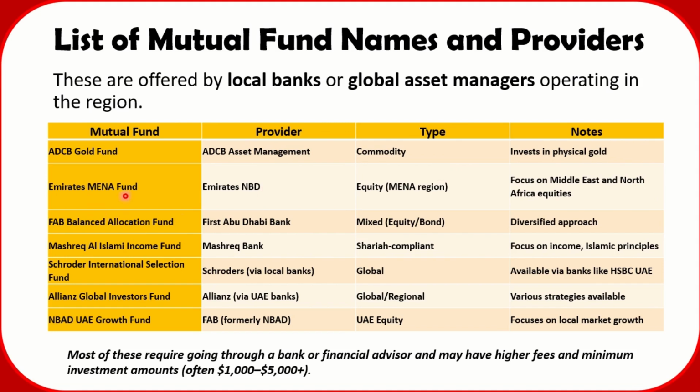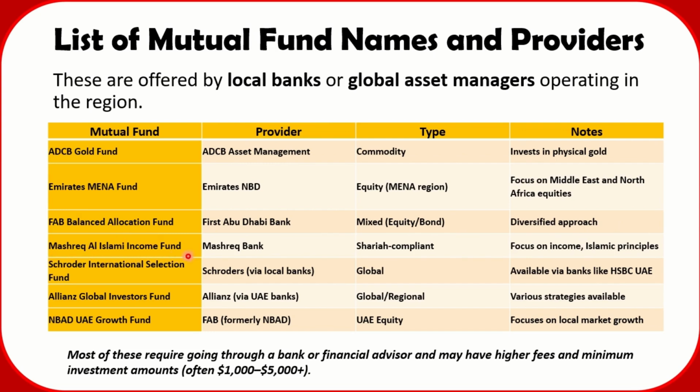And the next one, Emirates MENA Fund. What is MENA? That is Middle East, North Africa. Okay. So the Emirates MENA Fund is offered by Emirates NBD. They are investing in equity in the MENA region, the Middle East, North Africa region only. And the FAB Balanced Allocation Fund is offered by First Abu Dhabi Bank, and it is mixed, including both equity as well as bonds. So a mixed investment is available. That is a diversified approach.